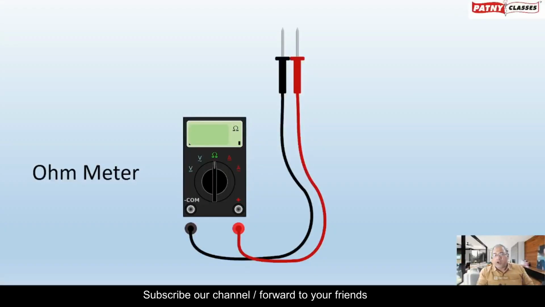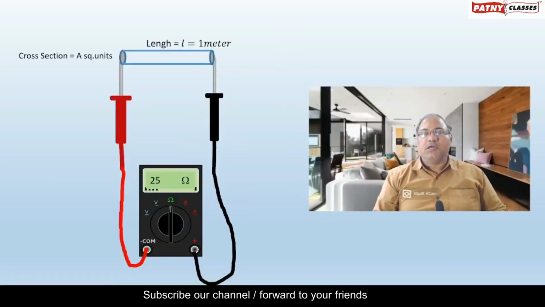Now, to understand the specific resistance, let us do one experiment before proceeding further. We have here an ohm meter. An ohm meter can measure the resistance of a given material. Consider a conductor of length L and cross-sectional area equal to A square units. Now the ends of the conductor are connected to the ohm meter as shown in the diagram. Suppose the reading of resistance in the ohm meter equals 25 ohms.